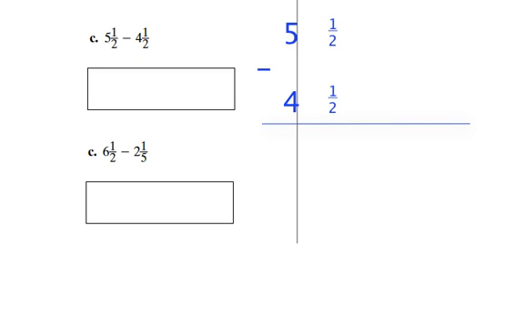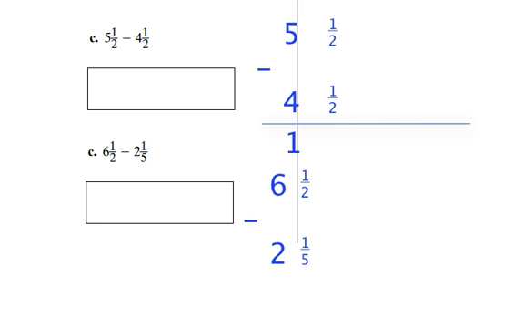This problem is a fairly easy problem, and I don't know that you need to rewrite them as improper fractions to solve it. 5 1/2 minus 4 1/2. 1/2 minus 1/2 is nothing. 5 minus 4 is 1, so the solution to this problem is 1 whole.